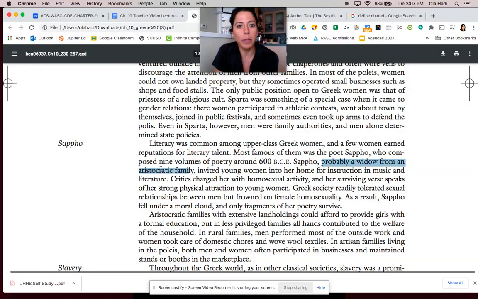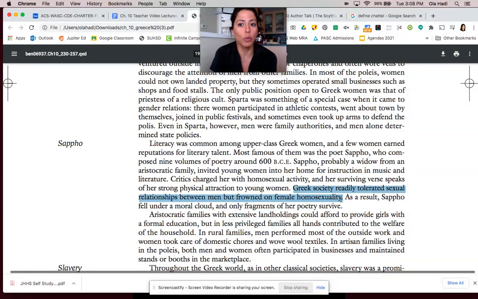She was probably a widow from an aristocratic family. People that didn't like her often accused her of homosexual activity, which is where you get the word lesbian from her hometown Lesbos, or the word sapphic from her name Sappho. Whether or not it was true is still debatable, but she was an incredible poet that was honored by many others. Many other Greek philosophers respected her artistic talent.